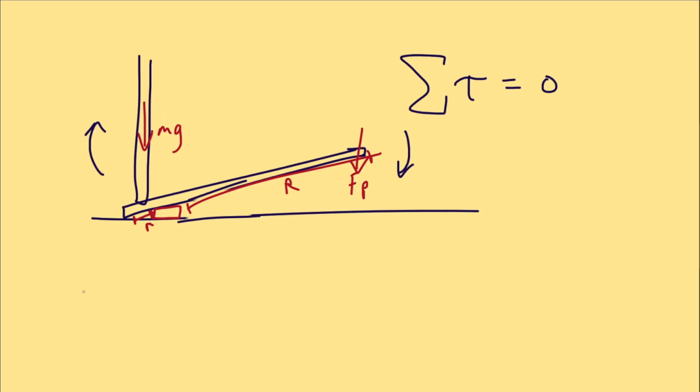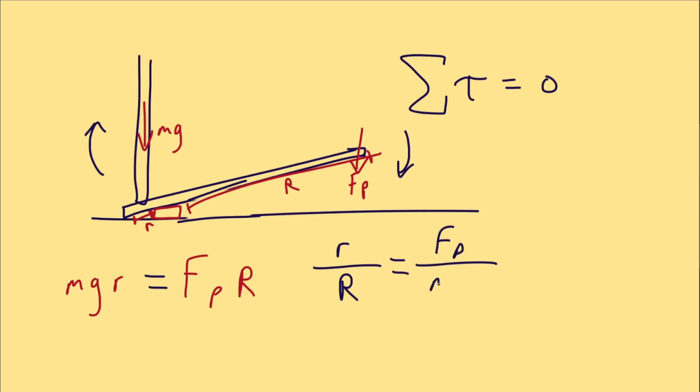Since torque is F times the lever arm distance, we can set up an equation. The force of the garage door, which is mg, multiplied by the lever arm here, should be equal to our torque, which is the force of the push times big R. This equation can be rewritten as little r over big R equals the force of push over the force of the door.